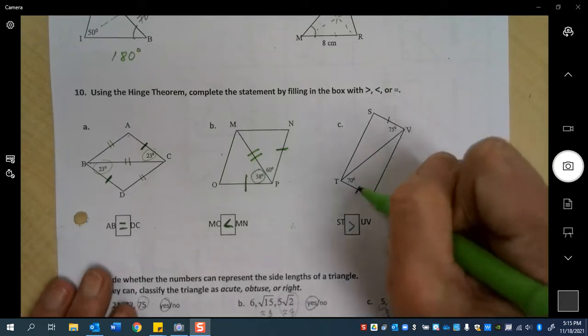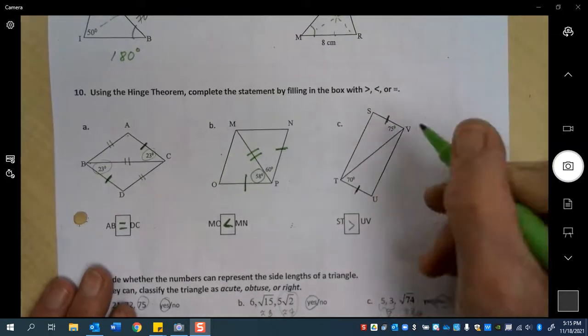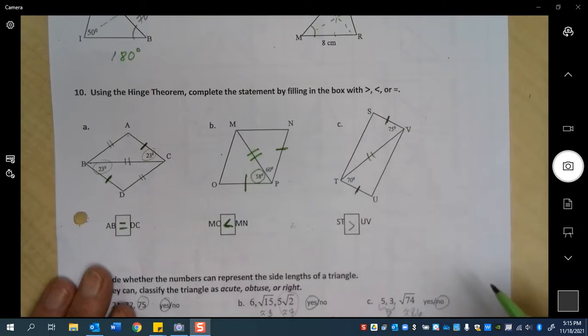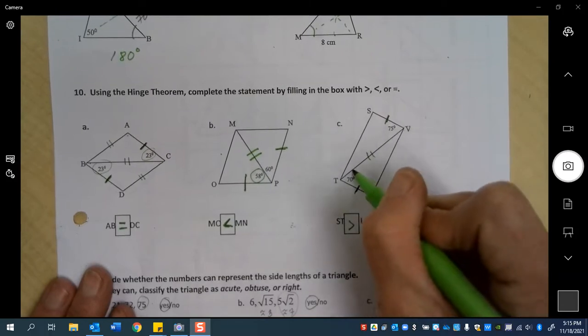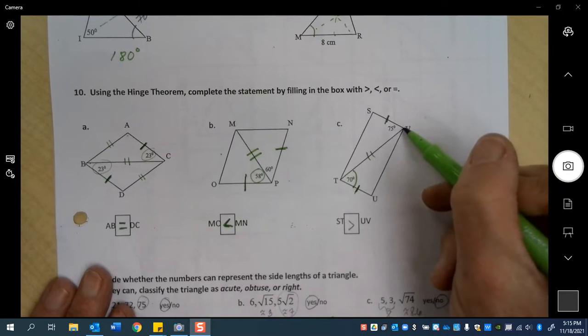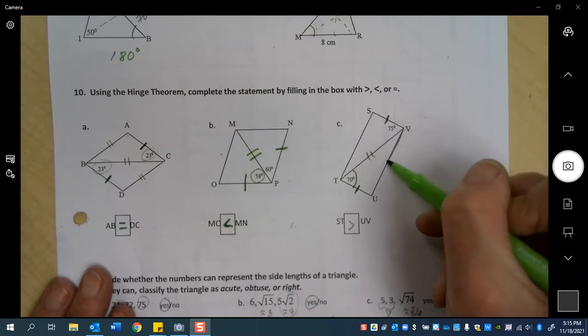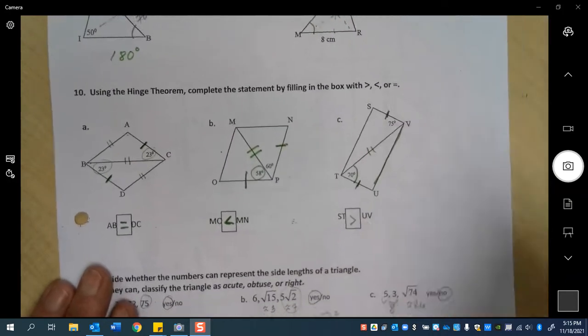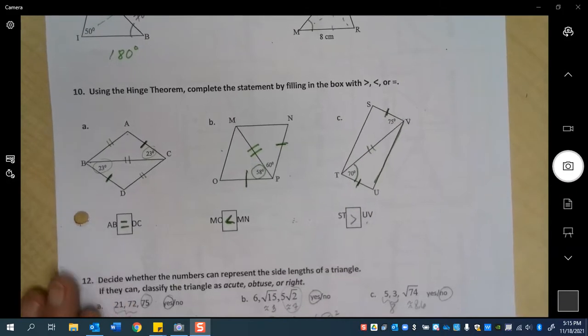All right, I have this side congruent to this side, and this is congruent to itself. So I know that this angle is going to be opposite the shorter side. So UV is going to be smaller than the distance from S to T.